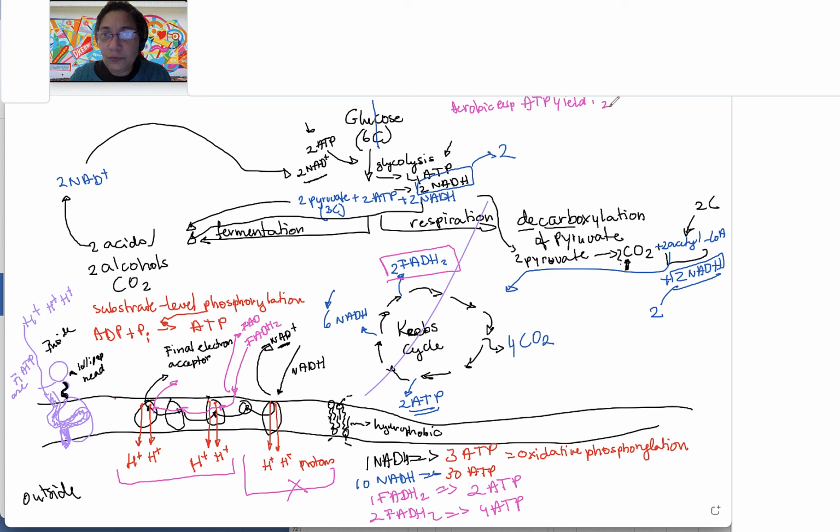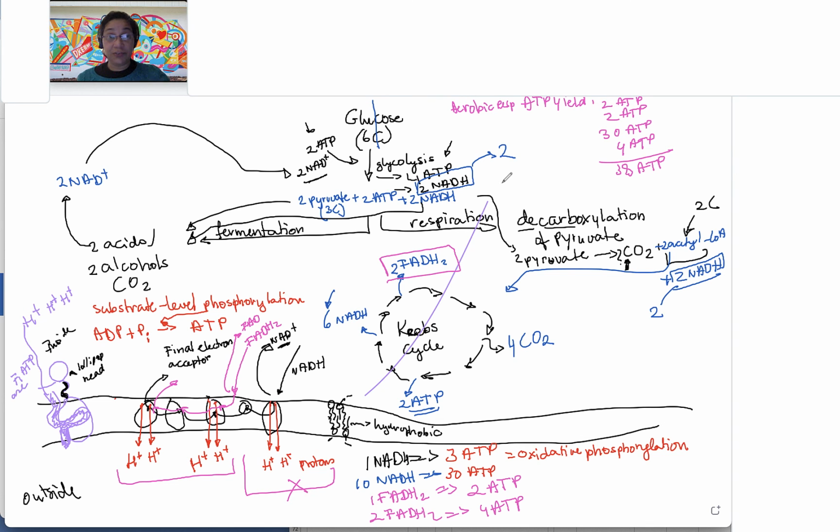We get 2 ATP out of glycolysis, 2 ATP out of the Krebs cycle, 30 ATP from NADH through oxidative phosphorylation, and 4 ATP from FADH2 through oxidative phosphorylation, for a grand total of 38 ATP. Holy moly. For that same molecule of glucose that we started out with. One molecule of glucose gives you 38 ATP if you go through aerobic respiration.